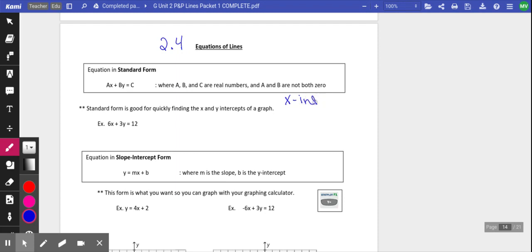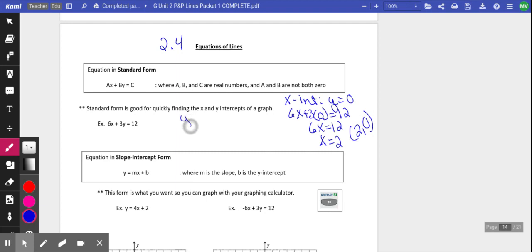So to find the x-intercept, we set y equal to 0. So I take that equation, and it becomes 6x plus 3 times 0 equals 12. So that just means 6x equals 12, so x equals 2. So my x-intercept is 2, which means it goes through the point (2, 0).